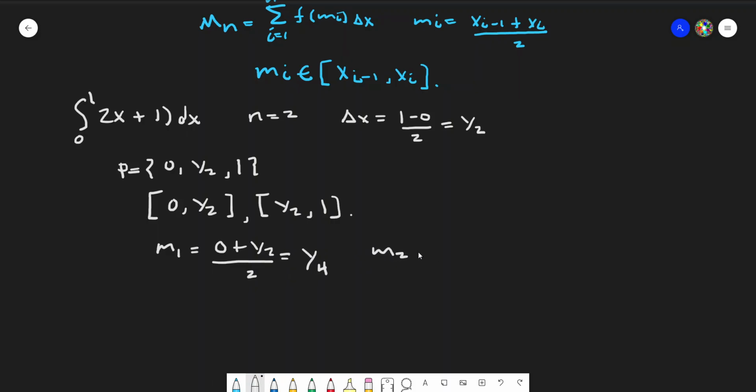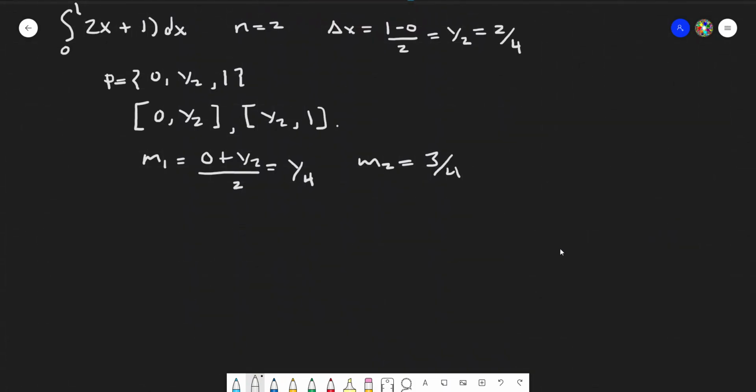Furthermore, we can find the second one by taking the midpoint between 1/2 and 1. But another way to do that easily is that delta x determines the next one, which means you just increase from 1/4 by another 2/4, which gives you 3/4. That's no different from saying 1/2 plus 1 is 3/2, divided by 2, you get 3/4 still. So I calculated it in two ways.